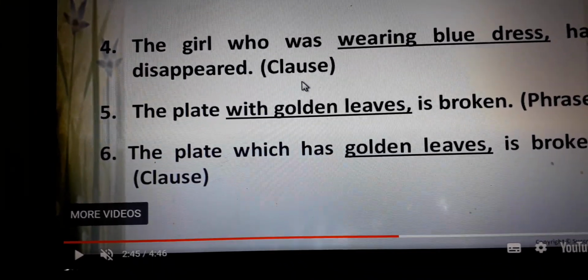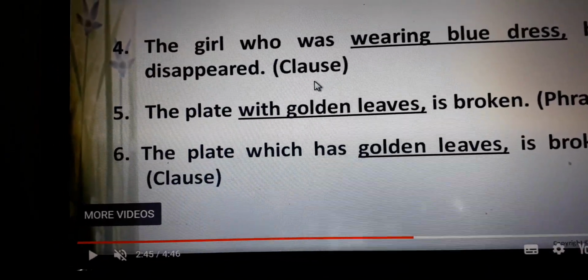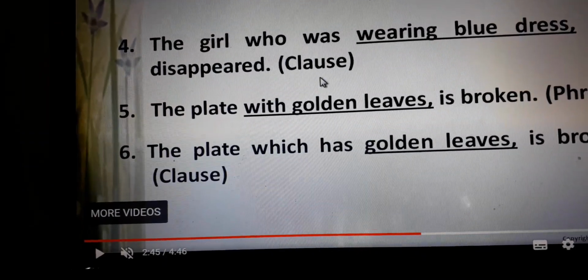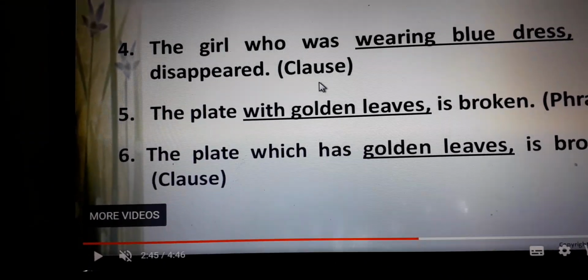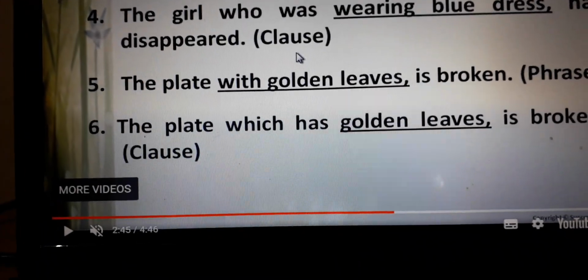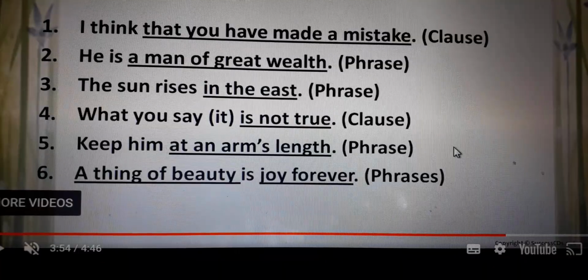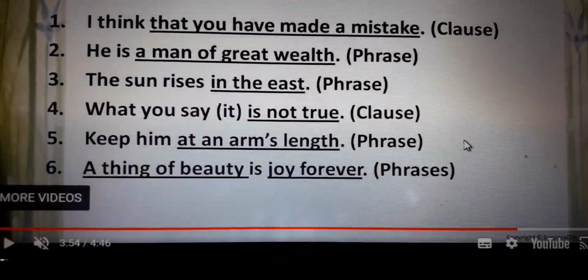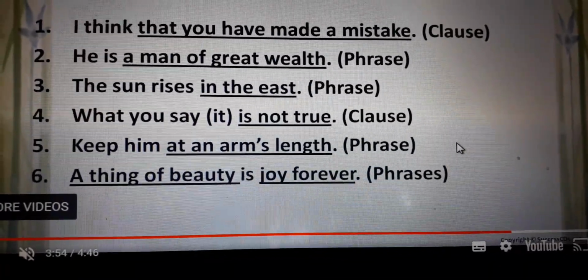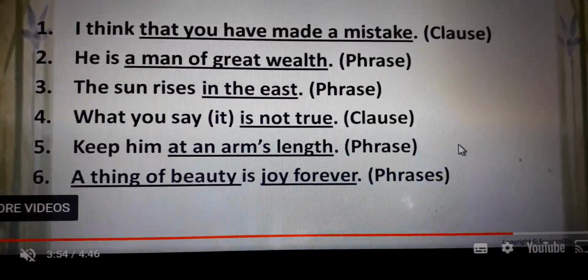Okay, related to that, a worksheet has been given to you where you have to identify whether the given group of words is a phrase, clause or a sentence. Okay, so let's discuss some examples. Here are some sentences that have been given to you, and here we have to identify whether the underlined words are a clause or a phrase.